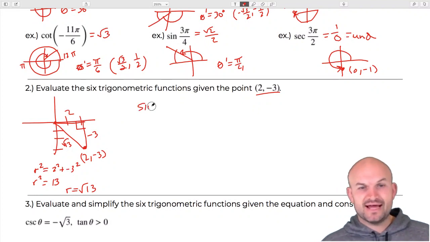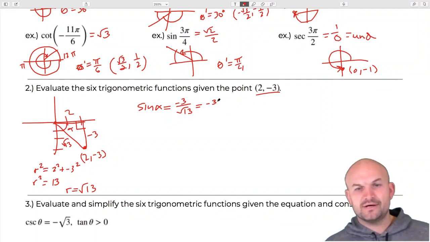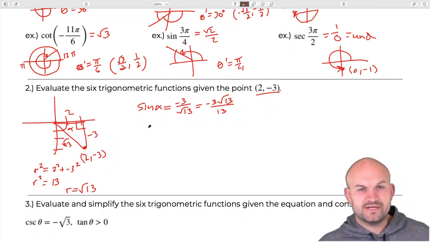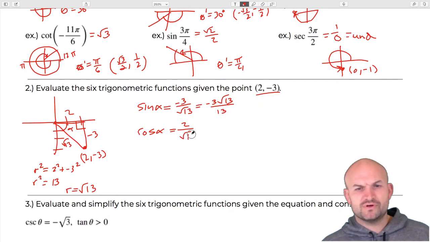So now that I figured that out, let's use sine of alpha. So I have sine of alpha is going to be the opposite over hypotenuse. So that's going to be -3 over square root of 13. Then I'm going to rationalize the denominator to get negative 3 square root of 13 over 13. Then let's do the cosine of alpha. That's going to be adjacent over hypotenuse. So 2 over square root of 13. And that will give me positive 2 square root of 13 over 13.